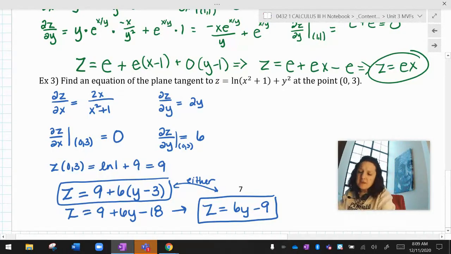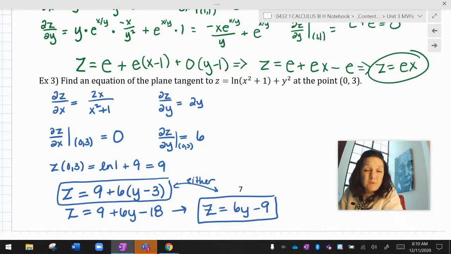So I ended up with z equals 6y minus 9 as my tangent plane here. And you can either simplify it or not simplify it. What I did in these last two examples is I simplified the tangent plane just because I saw things that would combine and I was happy to do so.